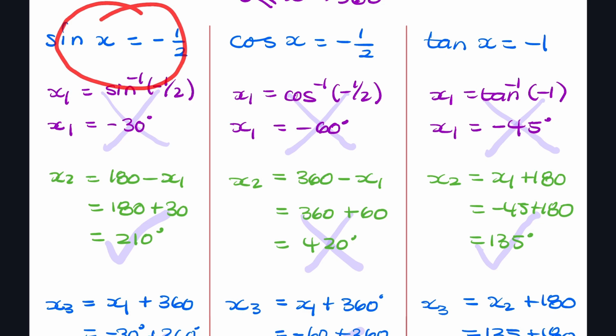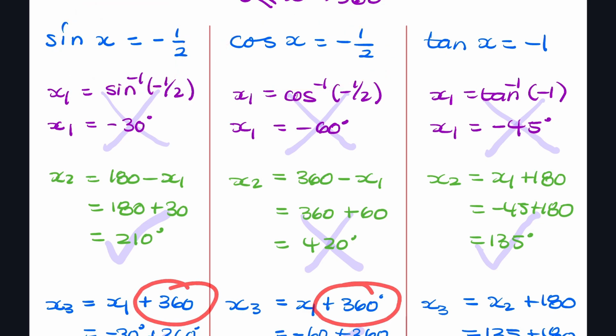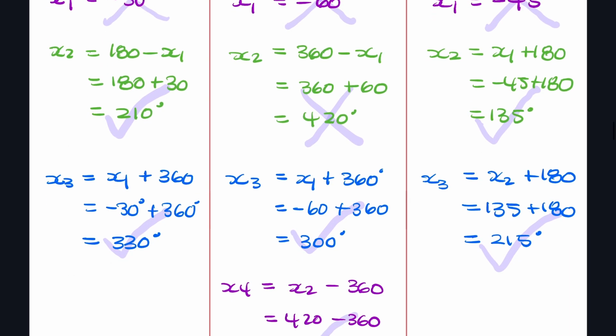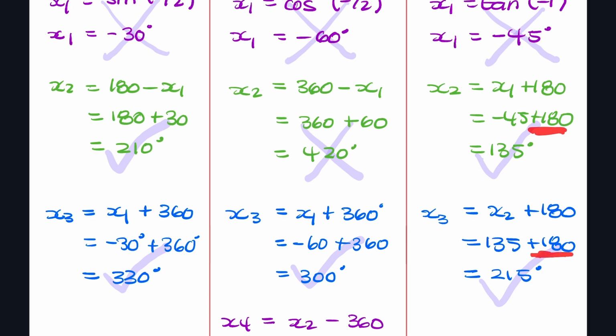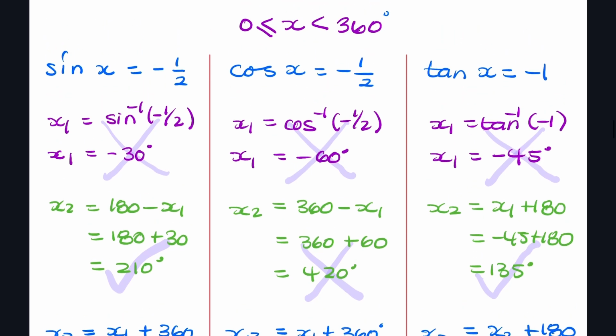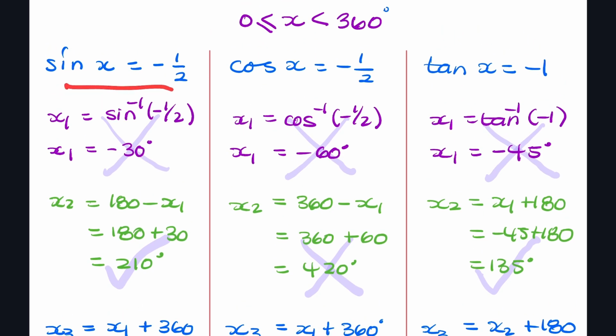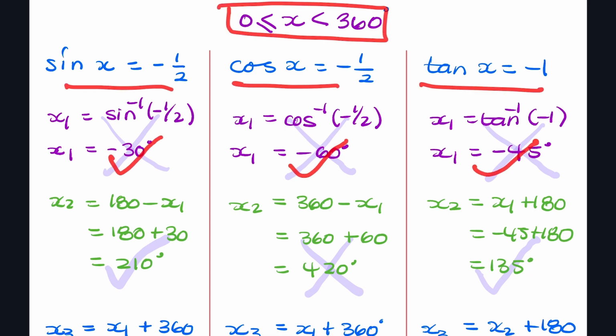So for sine and cosine, you can add or subtract multiples of 360 to find your subsequent solutions. For tan, you only add 180. You keep adding or subtracting 180 to find your solutions. So that's how you deal with trigonometric equations where you have a limited range and the primary solution that you get from your calculator is unacceptable.